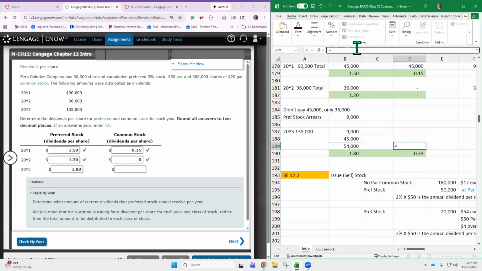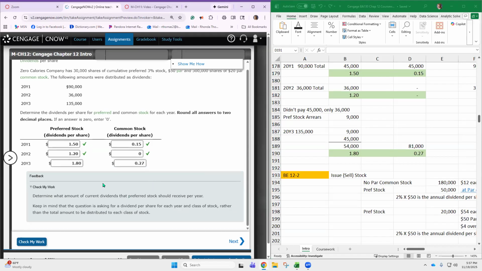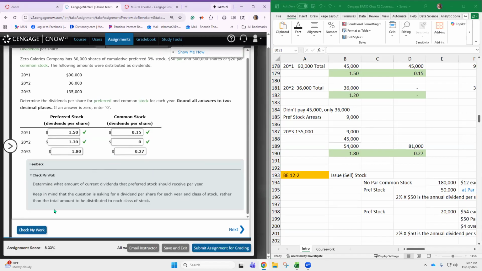Okay, the common. So once again, we're paying out 135,000. We're going to subtract the 54,000. We've got 81,000 to send out to 300,000 shares of common stock. When you take 81,000 and divide by 300,000 shares, you're going to send out a dividend of 27 cents a share. Okay, 27 cents a share.